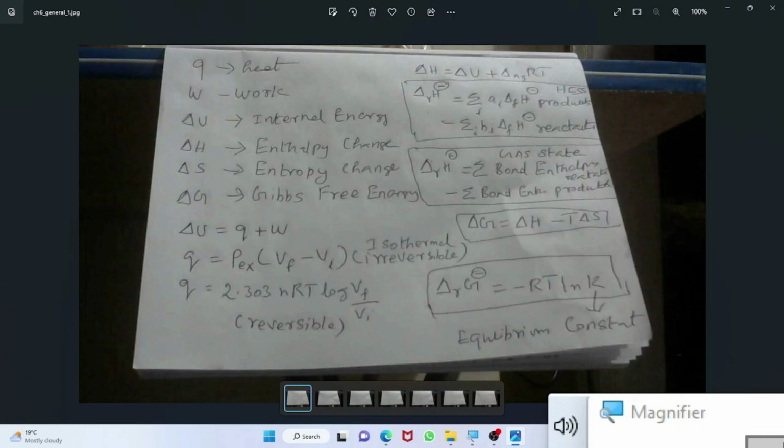minus products. Then delta G, that is Gibbs free energy, equals delta H minus T delta S, T temperature and delta S entropy change. And then it is related to the equilibrium constant: delta G equals minus RT ln K.